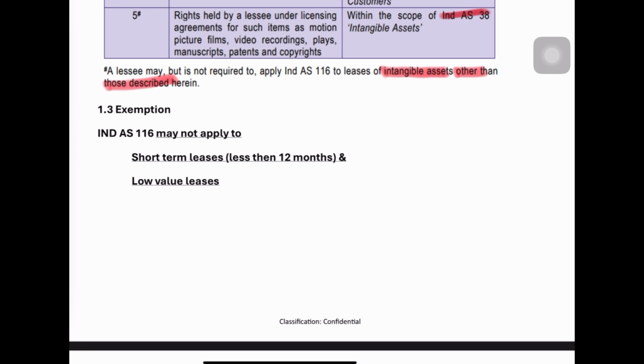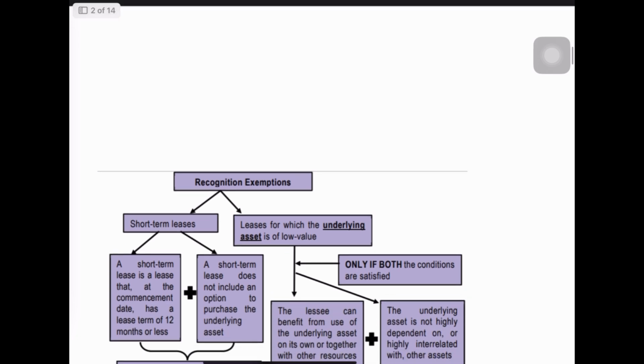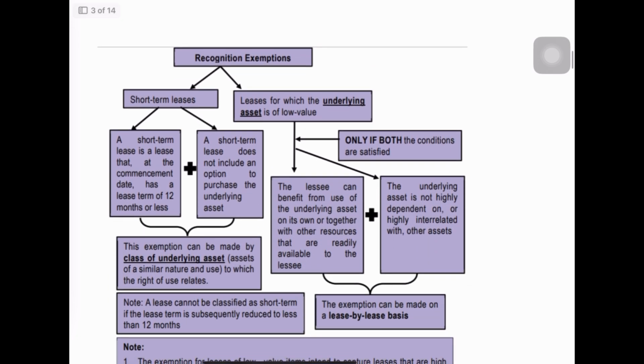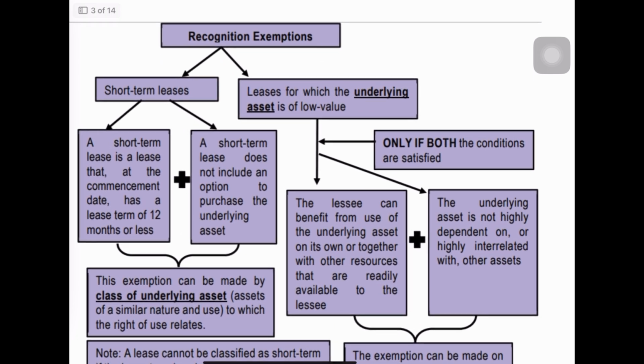Now we'll go through the situations where Ind AS 116 will not be applied, the exemptions. There are two situations. One, short-term leases. For short-term leases, Ind AS 116 will not be applied. Similarly, for low-value assets, Ind AS 116 will not be applied. We'll go through what short-term leases are and what low-value leases are. Let me make it a little bit bigger.